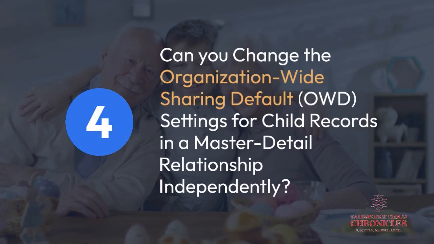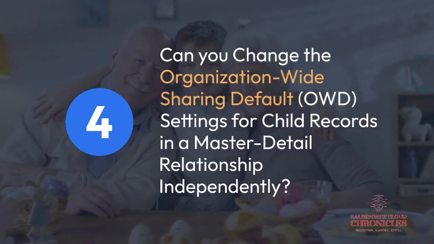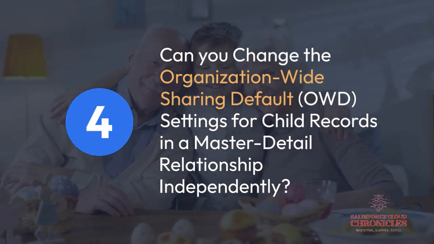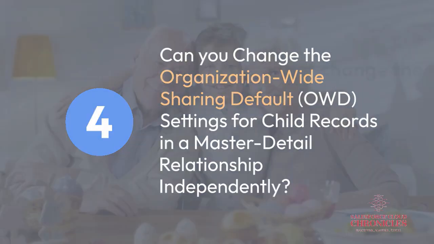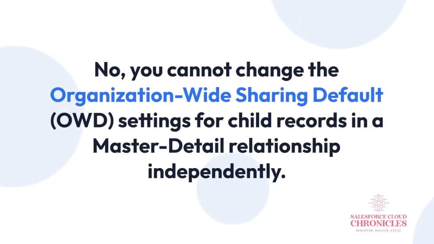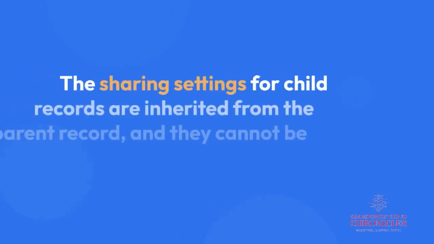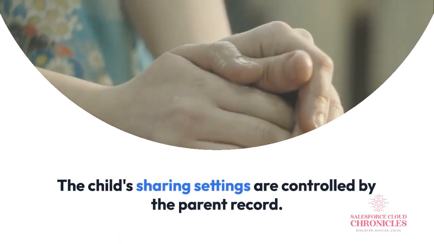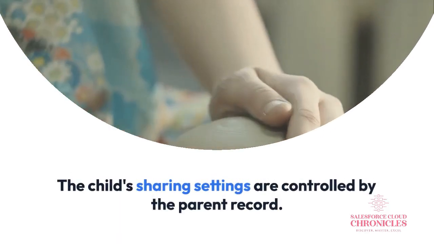Question 54. Can you change the organization-wide sharing default (OWD) settings for child records in a master detail relationship independently? No, you cannot change the organization-wide sharing default (OWD) settings for child records in a master detail relationship independently. The sharing settings for child records are inherited from the parent record, and they cannot be customized separately. The child's sharing settings are controlled by the parent record.